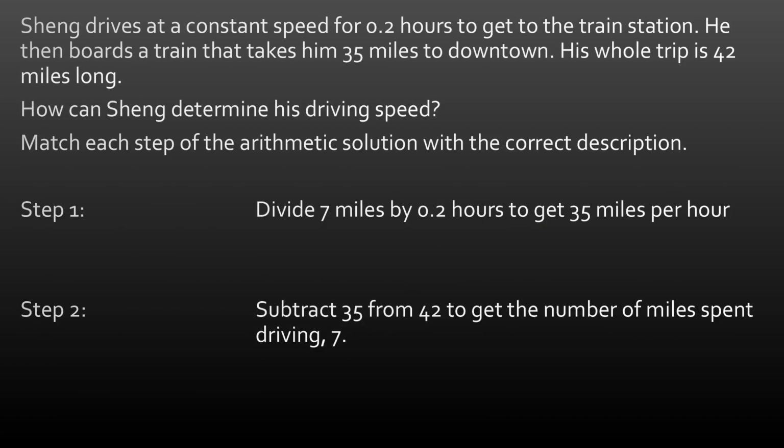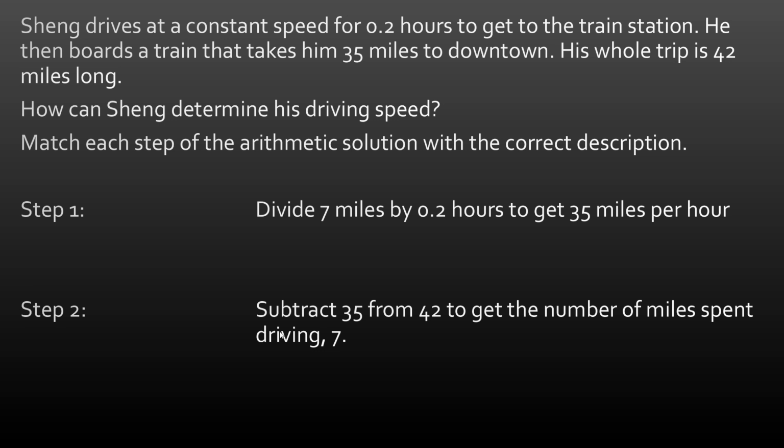Our next one says that Shang drives at a constant speed for 0.2 hours to get to the train station. He then boards a train that takes him 35 miles downtown. His whole trip is 42 miles long. How can Shang determine his driving speed? Match each step of the arithmetic solution with the correct description. So here we have 2 different options. We have a step 1 and a step 2, and we have 2 different options on the other side to see which one we should do first.